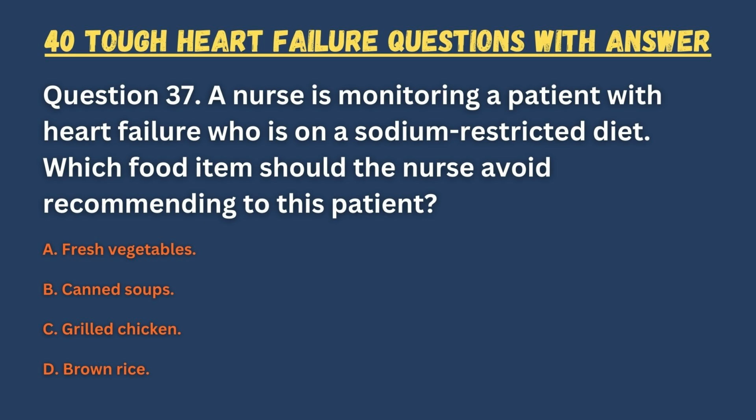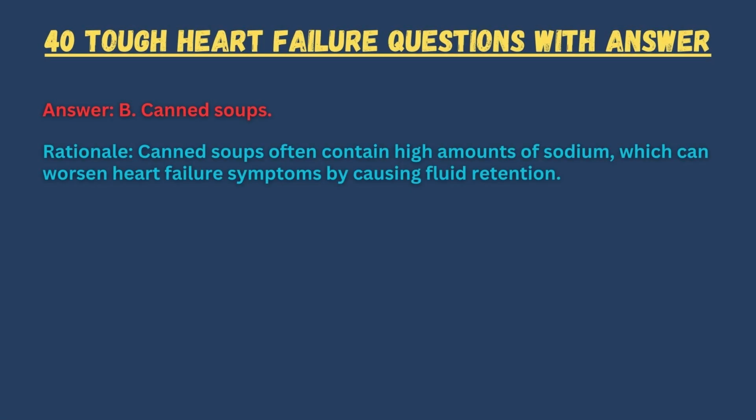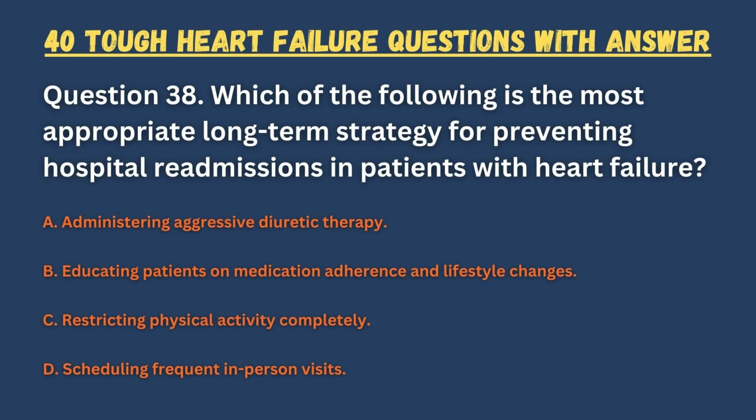Question 37. A nurse is monitoring a patient with heart failure who is on a sodium-restricted diet. Which food item should the nurse avoid recommending to this patient? A. Fresh vegetables. B. Canned soups. C. Grilled chicken. D. Brown rice. Answer: B. Canned soups. Rationale: canned soups often contain high amounts of sodium, which can worsen heart failure symptoms by causing fluid retention.